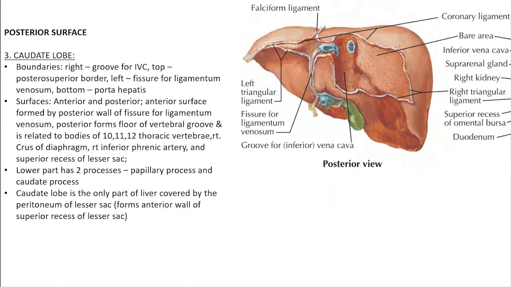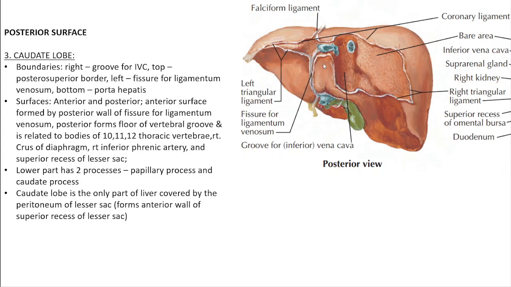Right? Okay. Then we come to the caudate lobe. Now this is further to the left side of the posterior surface, to the left side of the groove for inferior vena cava. What are its boundaries? On the right side it is bounded by the left edge of the groove for IVC, superiorly by the posterior superior border of the liver. Then on the left side there is the fissure for ligamentum venosum, and inferiorly there is the porta hepatis. So these are the boundaries of the caudate lobe.